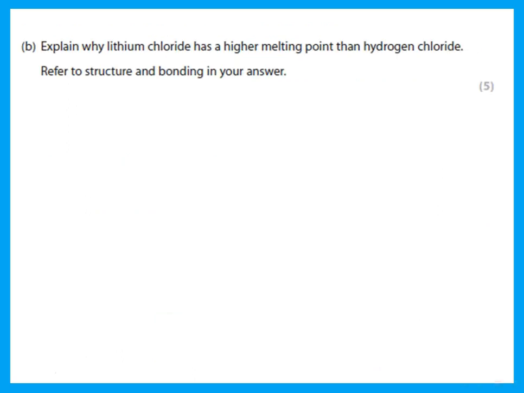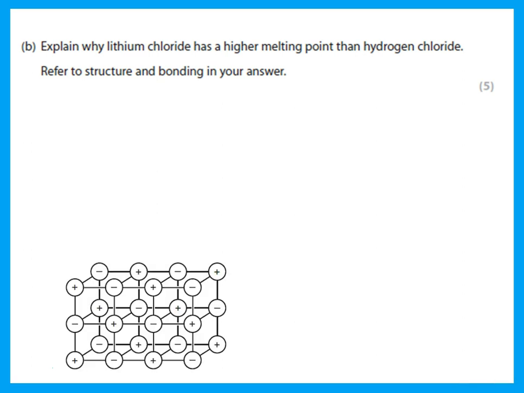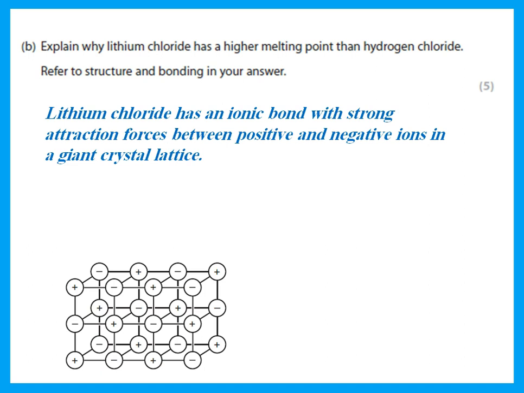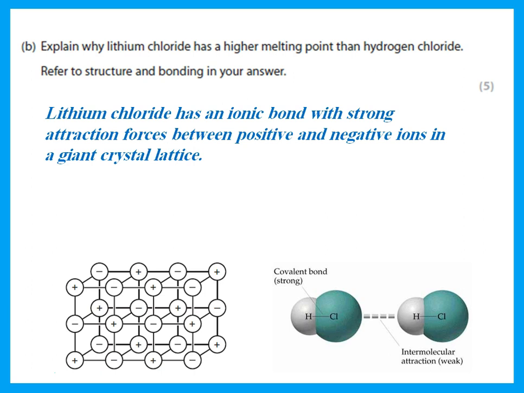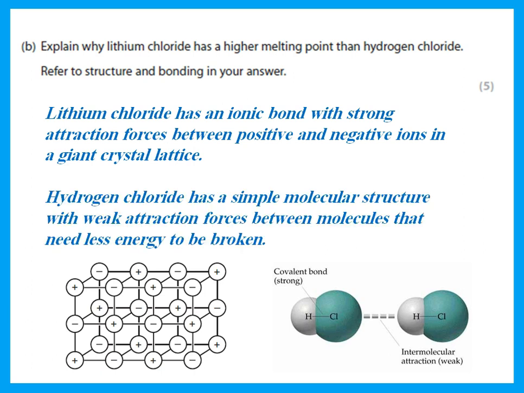Explain why lithium chloride has a higher melting point than hydrogen chloride. Okay, remember we said lithium chloride is ionic. And ionic means it is a giant crystal lattice with alternating positive and negative ions. So it will have strong attraction forces between positive and negative ions in the giant crystal lattice. This needs a lot of energy to be broken. Hydrogen chloride is just a simple molecular structure with weak attraction forces between molecules that needs less energy to be broken.